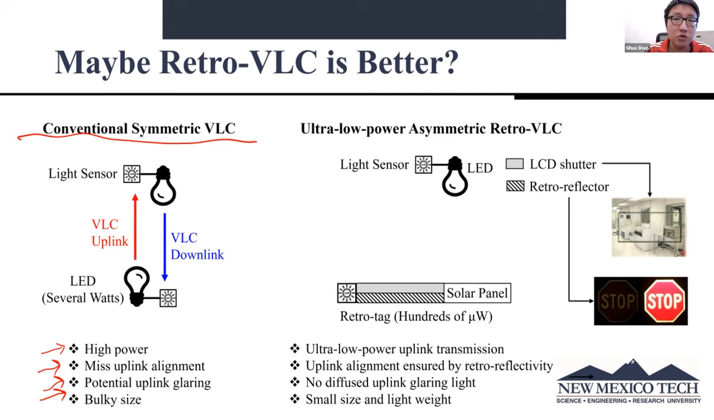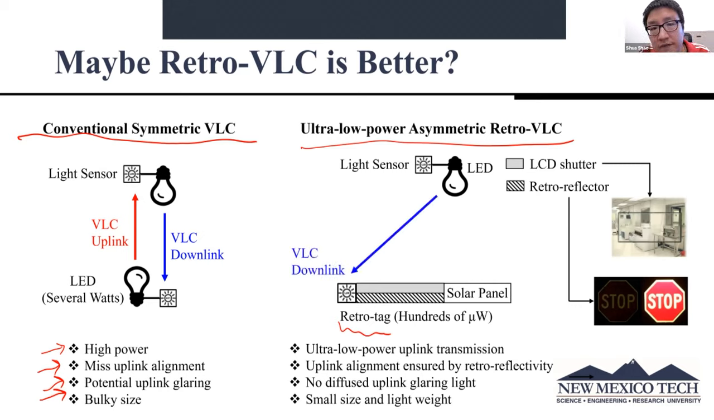No doubt. But do we need that? We don't in this specific application. Therefore, retro VLC, which is on the right-hand side, the ultra low power asymmetric retro VLC, will just place this retro tag, which only costs you hundreds of microwatts. You probably do not have an idea what hundreds of microwatts means. Your current mobile phone consumes hundreds of milliwatts to transmit a signal. Your Wi-Fi router, taking the heating effect into account, can go up to 6 to 10 watts of power consumption to support the wireless communication. So you see how low the power consumption is for this retro tag.